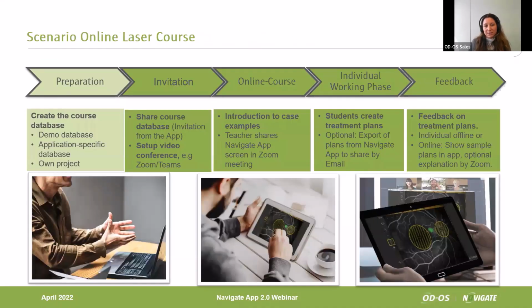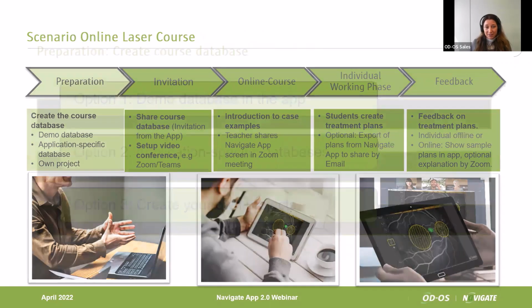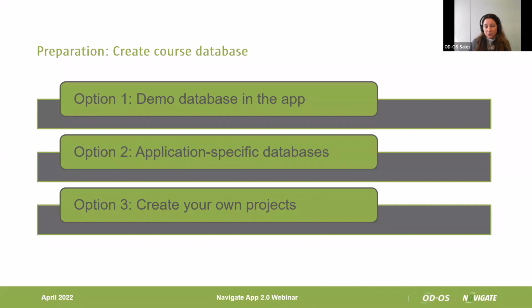So what is the typical scenario of an online laser course? There are several steps to take, and I would like to go through them one by one. And it starts with the preparation of your course database. So there are several options for it, and I would like to explain a little bit more about this in the next slide. So option one is that you just use the demo database available and preloaded in the app. Option two is that you can work with application-specific databases we provide on the website. And of course, and probably most interesting, you can create your own projects and share them with colleagues.